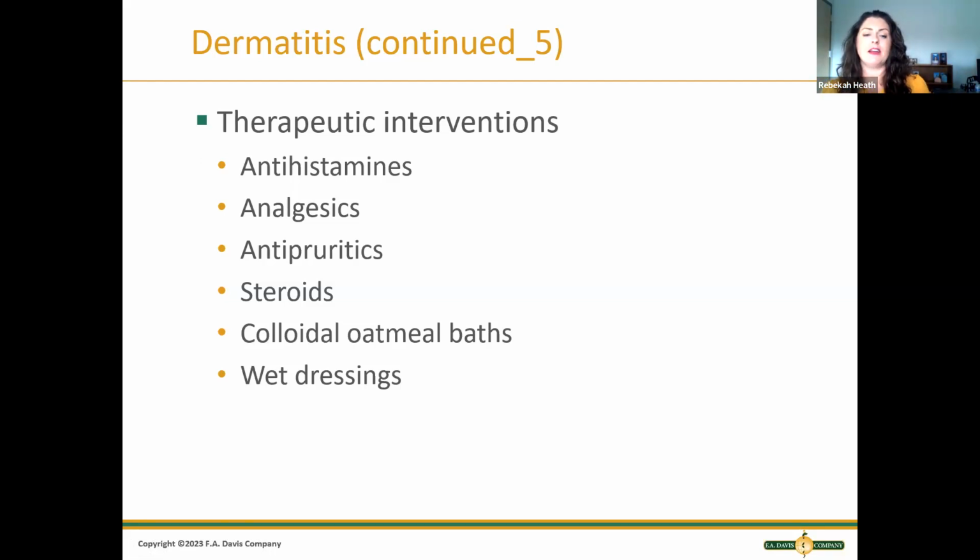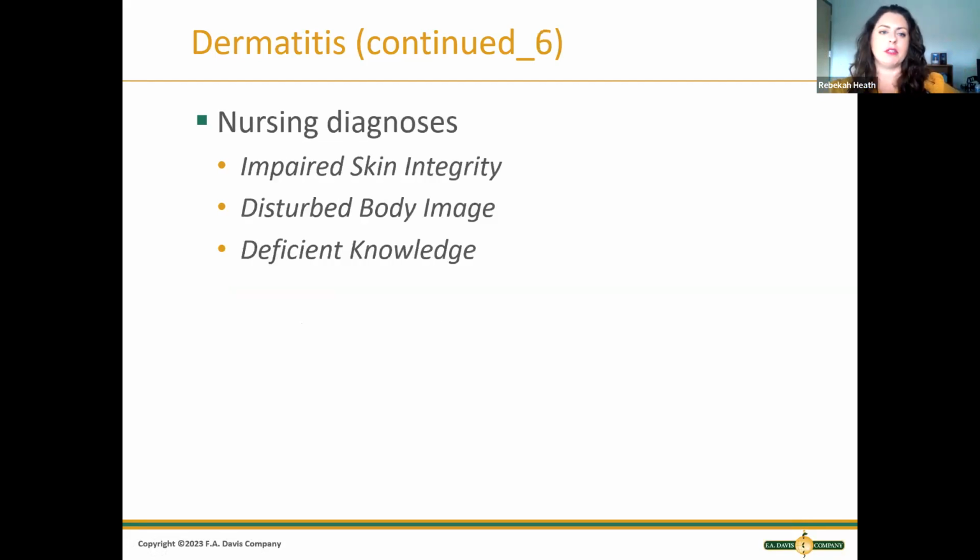Depending on the severity, they might be prescribed some steroids for the inflammation. Now, it might be just a topical steroid cream that's in a localized area. If it's a pretty intense skin dermatitis, they might actually have oral steroids that are going to be systemic. Sometimes an oatmeal bath can help with that. It is very calming to the skin. And depending on the type of irritation, some wet dressings cooling on the skin can be helpful. Some nursing diagnoses: impaired skin integrity, disturbed body image, knowledge deficit.